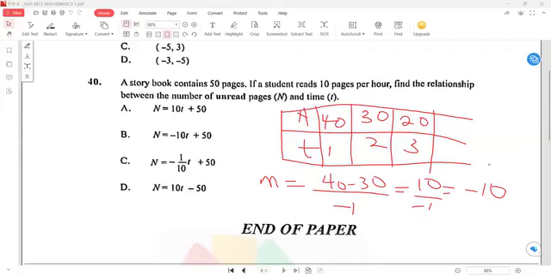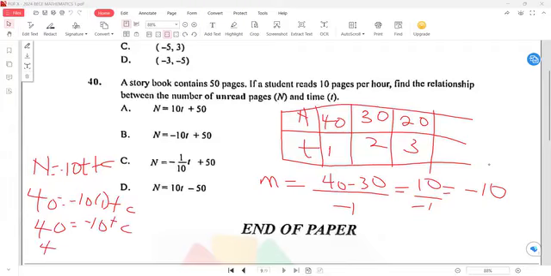Let's continue. So n is equal to 10t plus c. To find c, we take the pair. So 40 is equal to 10 times 1 plus c. So 40 should be 10 plus c. So 40 minus 10 should be c. So c is 30. So our n should be 10t plus 50, which is the B. That ends our section A questions.